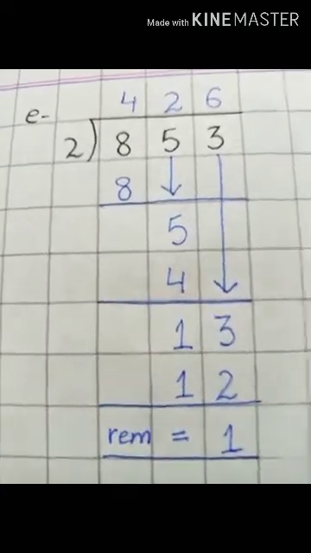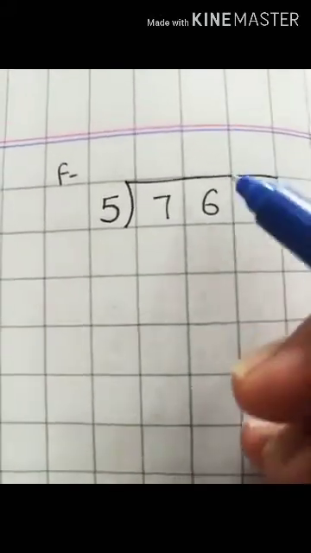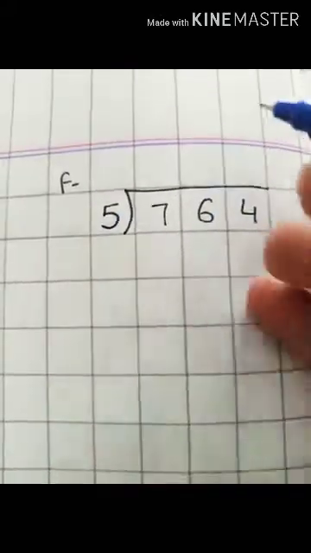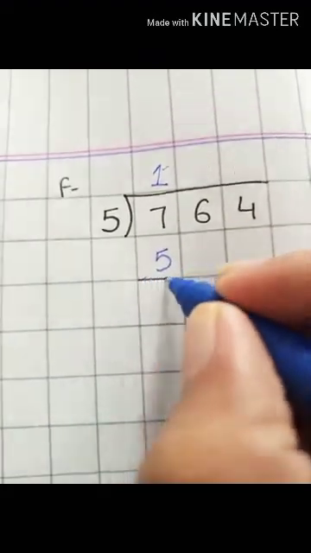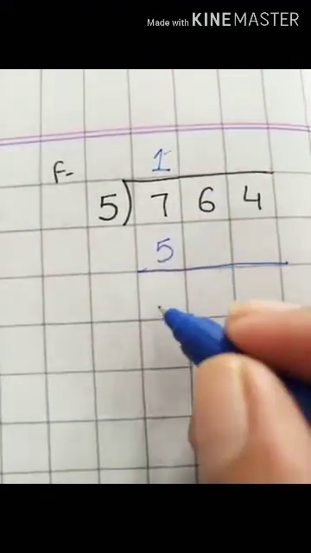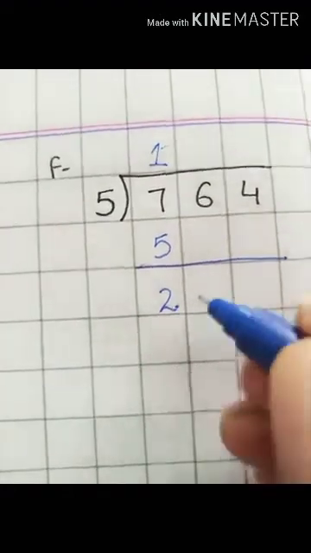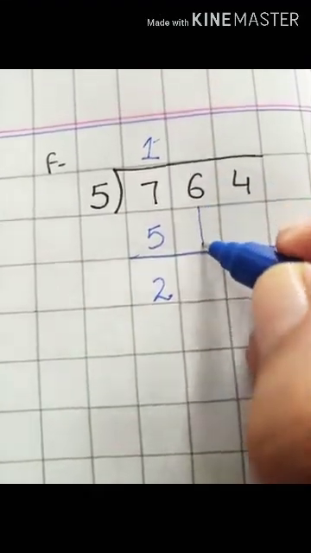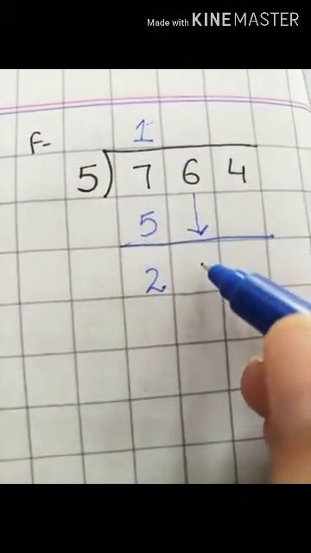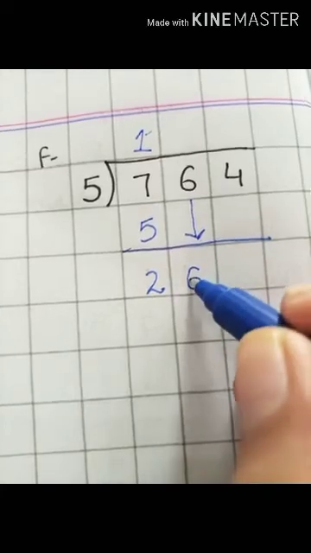Okay students, next is the part F, in which we are going to divide 764 by the number 5. 5 1s are 5 and 5 2s are 10. Can't write the 10, so I will have to write 5 1s are 5 here. 7 minus 5 is 2. So students, here I am writing my remainder here. Next step is bringing down the 6, because this 2 is smaller than my divisor. This will become the number 26.